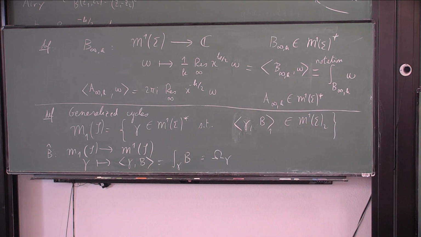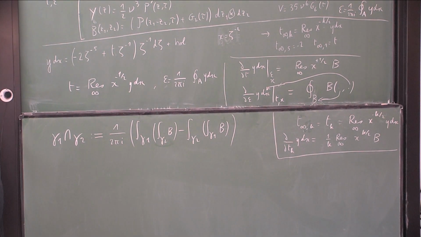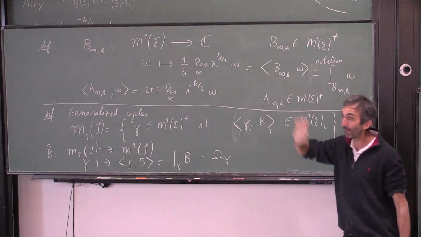Is that the pairing of B, or? Sorry? Is that the pairing of? Yes, this is the pairing. So this integral of gamma of B means exactly, so this was the notation for this pairing.